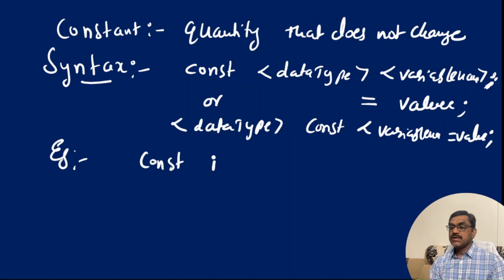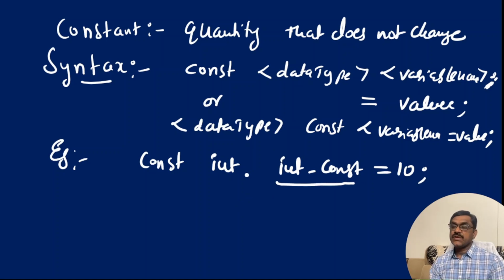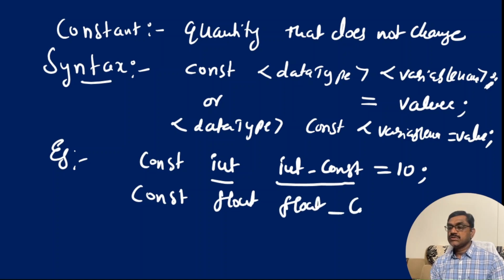const, and for the data type I'm using int, and the variable I'm using is int_const equals, for example, 10. So here int_const is an integer type constant. Why? Because the data type is int. Now const, I'm using the data type float, float_const is the variable name, equals 10.35. This is a floating point constant. First one is an integer constant and second one is a floating point constant.